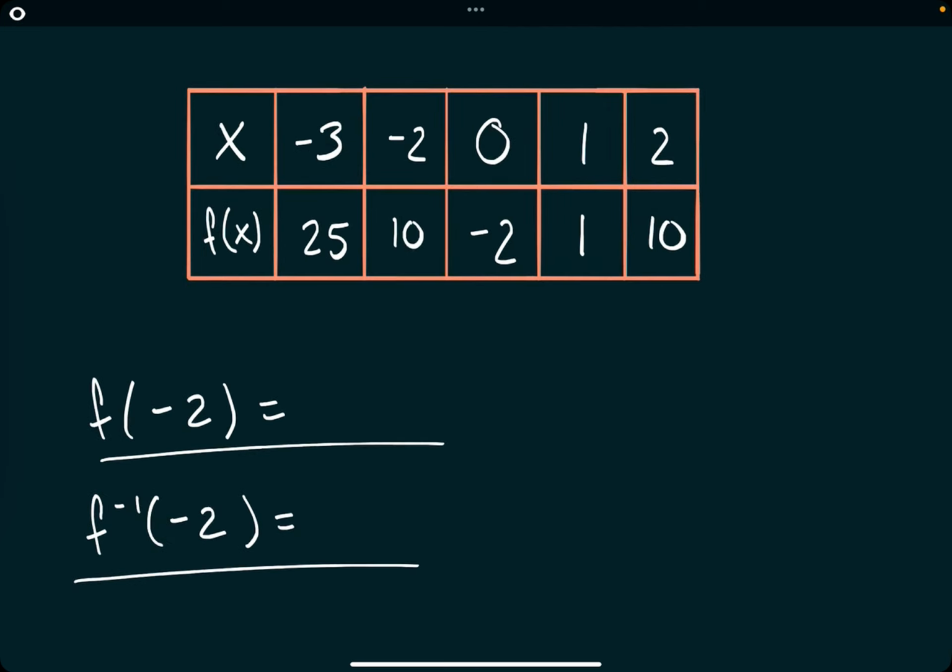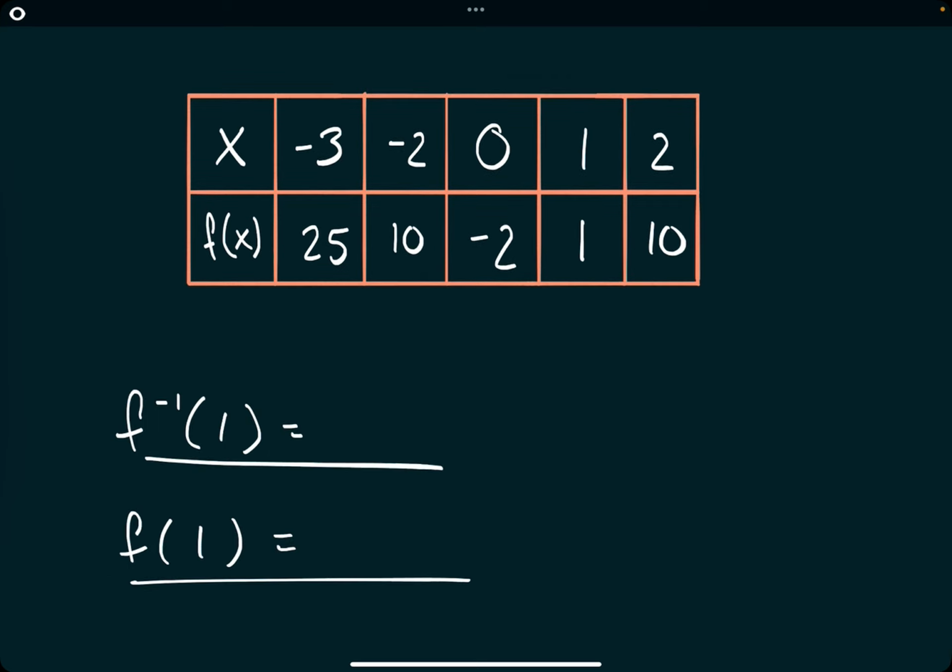Alrighty, new chart here. Real quick, can you tell me what f of negative 2 is and what f inverse of negative 2 is? Well, when x equals negative 2, f is equal to 10. To find f inverse of negative 2, we look down here. We see when f is equal to negative 2, it corresponds to an x value or f inverse value of 0.